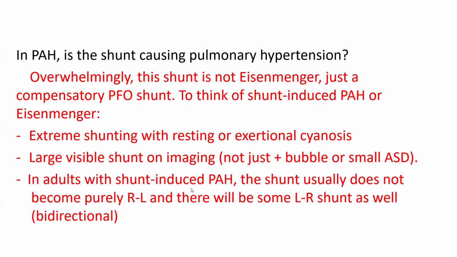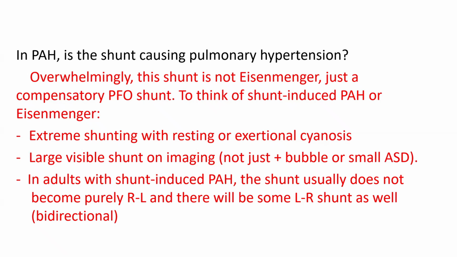And in adults with shunt-induced PAH, the shunt usually does not become purely right to left, and there will usually be some left to right shunt as well. It will be a bidirectional shunt. It's rare to diagnose an adult with shunt-induced Eisenmenger at such a late stage where it's purely right to left shunt. The only adults who will get Eisenmenger are usually those with a large ASD or occasionally a moderate VSD that causes hemodynamic compromise late in age.